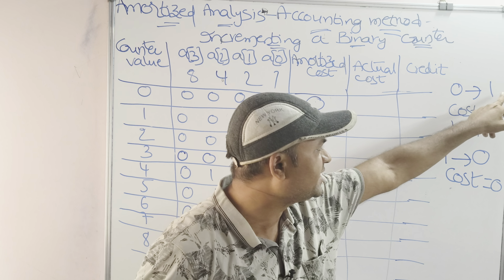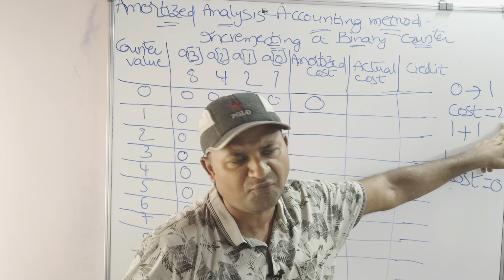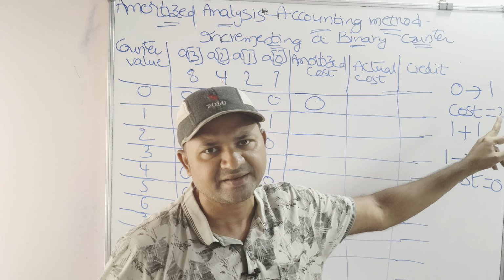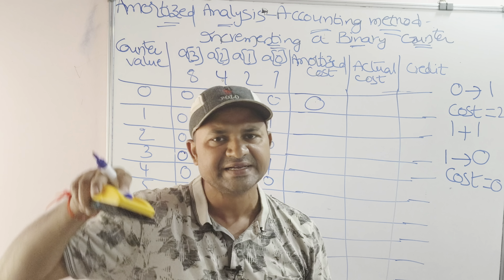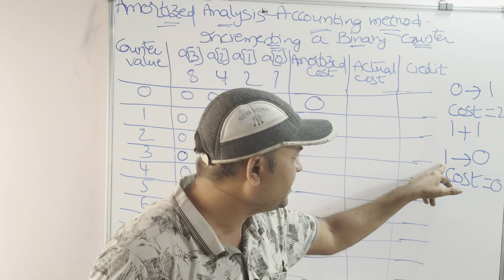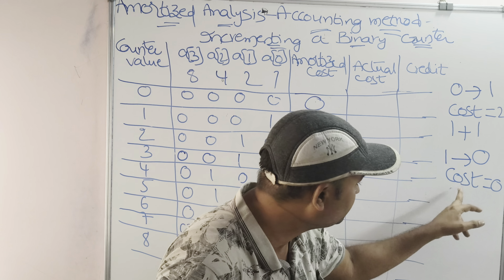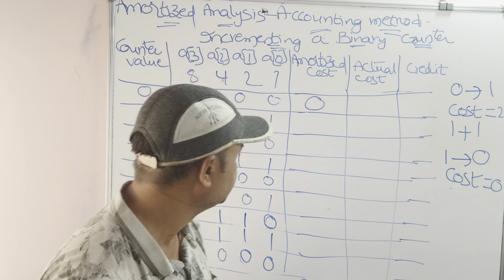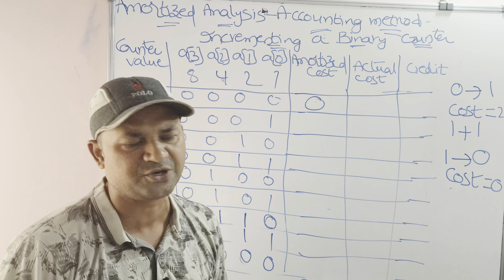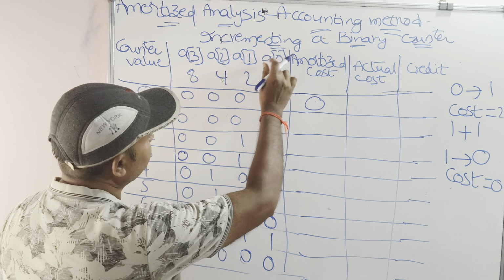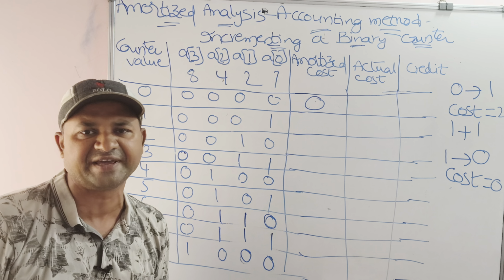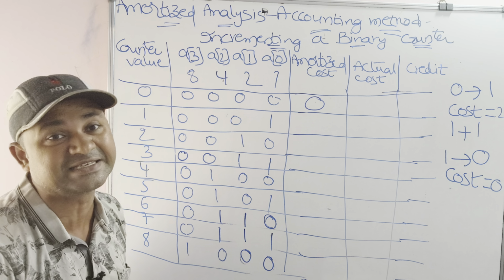So reset to set means the cost is 2. So out of 2, the first one is actual cost for setting this bit, whereas the second one is for saving the credit, for storing the credit. Whereas if the bit changes from 1 to 0, then the amortized cost is 0. So that is our assumption. Likewise we may assume any value. So if you see here, A of 3 is the most significant bit, A of 0 is the least significant bit. So we always check from the least significant bit.